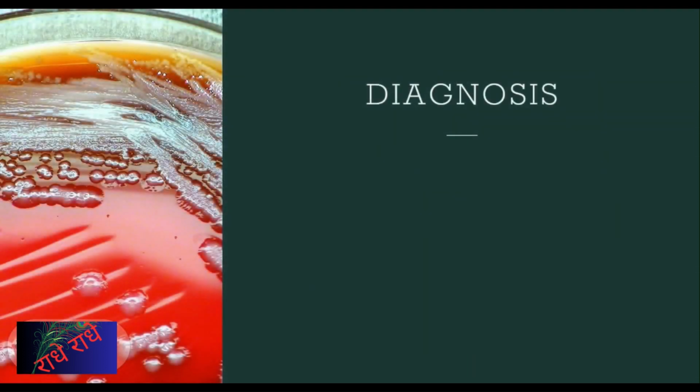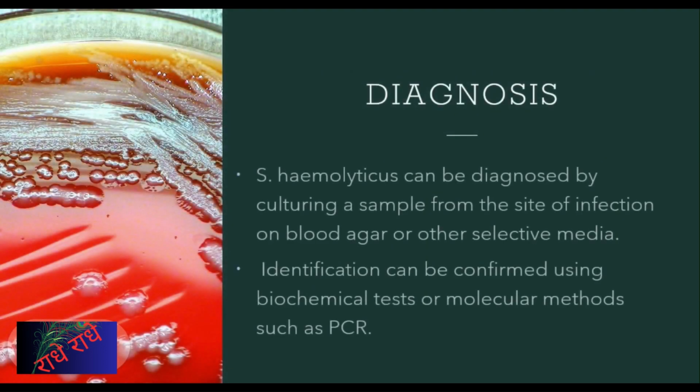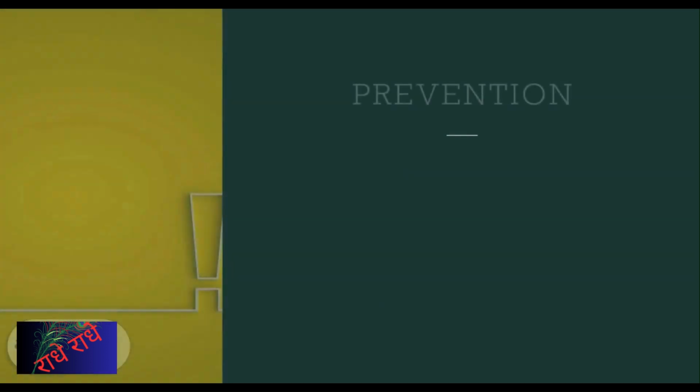A sample from the site of infection should be taken as the first step in diagnosing haemolyticus. The sample should then be cultured on blood agar or other selective media. After identification using biochemical tests or molecular methods such as PCR, a definitive diagnosis can be made, allowing for the necessary treatment to begin.